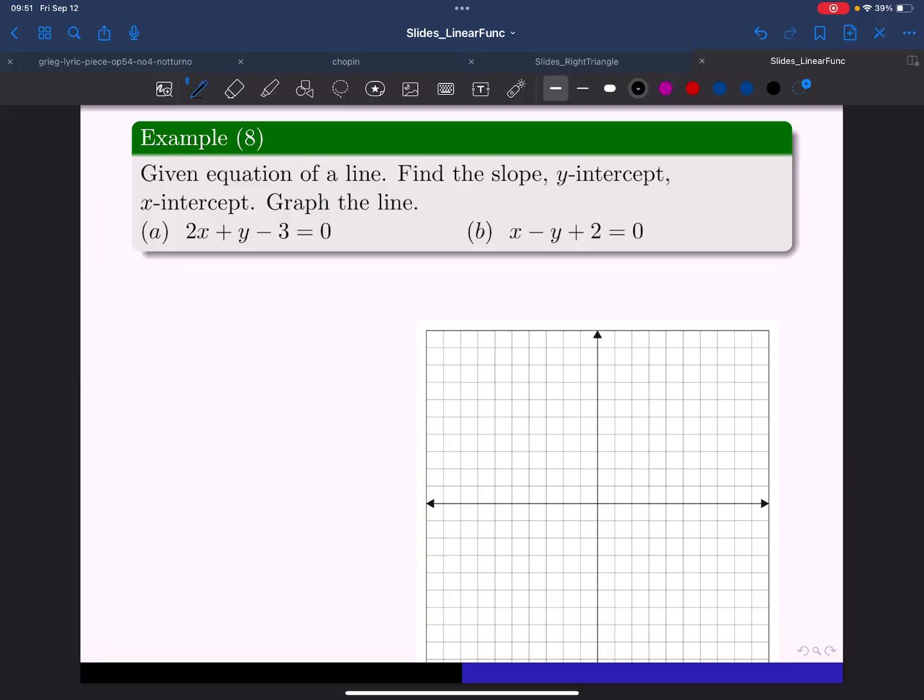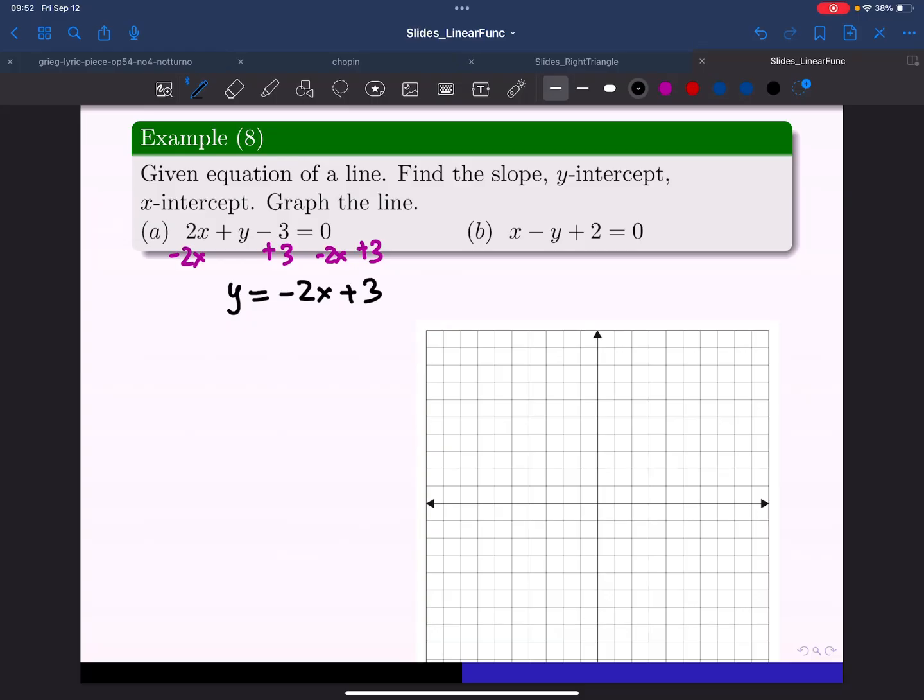Example 8. Given the equation of the line, find the slope, y-intercept, x-intercept, and graph the line. So first we need to solve it for y to have it in the slope y-intercept form. So to solve it for y, we're going to add 3 and subtract 2x on both sides. So what we have is y is equal to minus 2x plus 3.